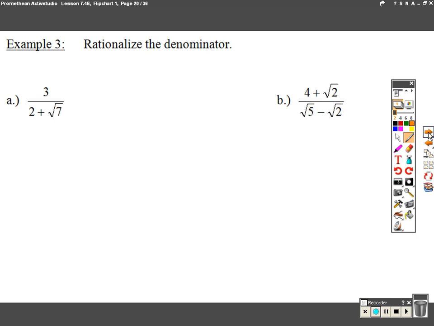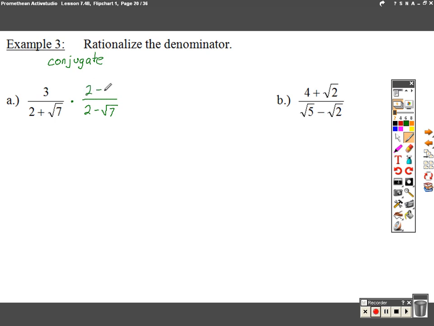Okay, example 3, we continue to rationalize the denominator. However, we step it up a little bit here in that there are two terms in the denominator, at least one of which contains a radical that is not a perfect square or a perfect cube. So what I'm going to do is multiply top and bottom by what's called the conjugate of the denominator. Conjugate, C-O-N-J-U-G-A-T-E. So the conjugate of 2 plus the square root of 7 is just 2 minus the square root of 7. All you do is change the sign in the middle.